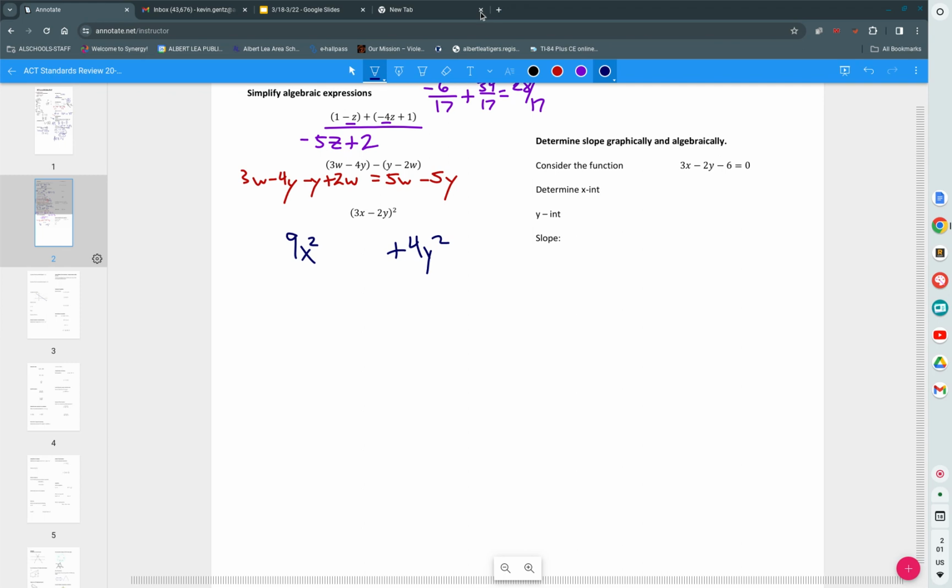I hope we got 9x squared and 4y squared. We are also going to add in the middle a negative 12xy when you FOIL this out. Make sure that you multiply both pieces. I don't often see an addition problem on the ACT, but I've seen many examples in the practice test of subtraction and then this type of multiplication.